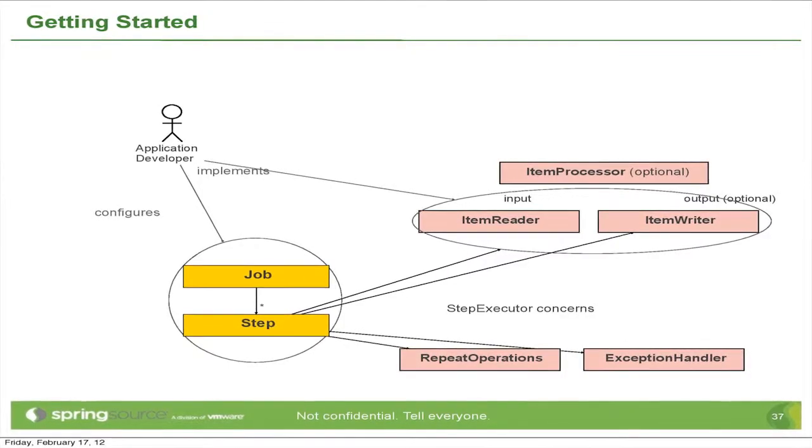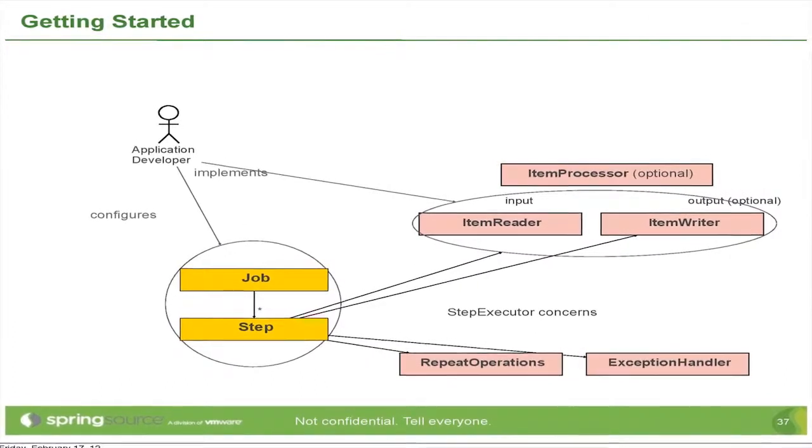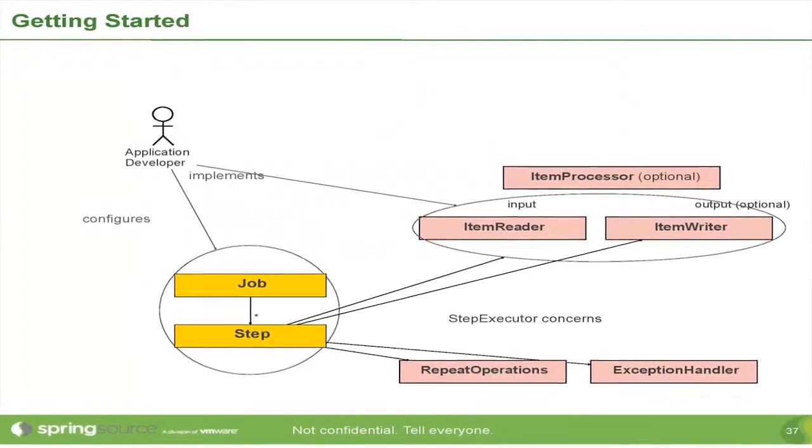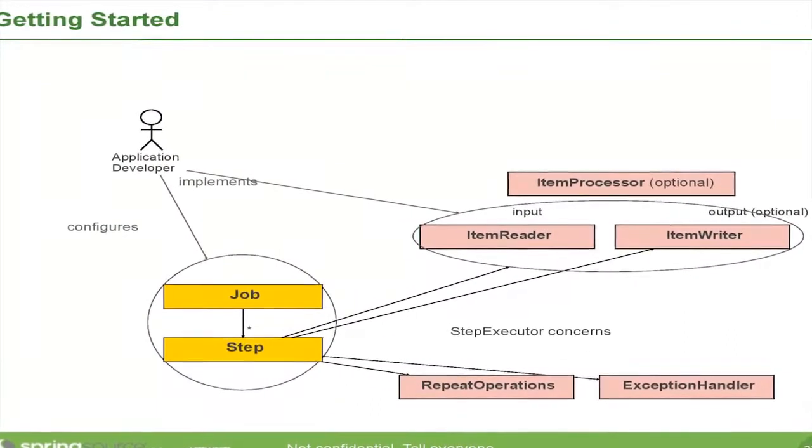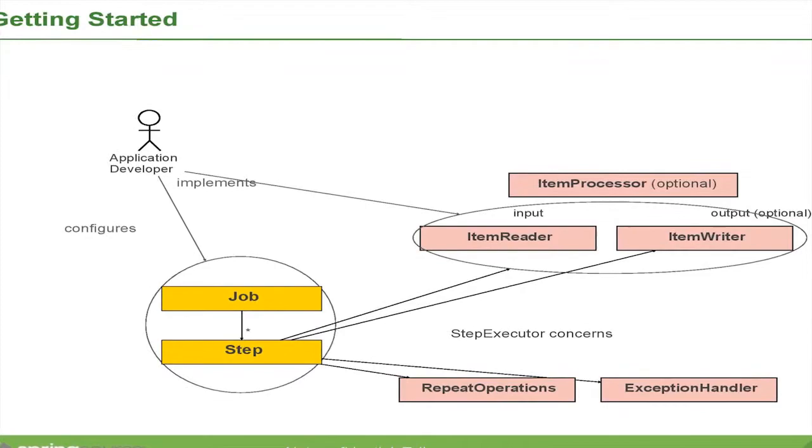Specifically, once you start getting even deeper, you have steps. And the steps have item readers, so they read data, and then they might have a processor. So it's item reader, processor, and then item writer. And the processor is optional. You get a chance, if you want, to take the data that's been read and do something with it, maybe change the price or whatever.